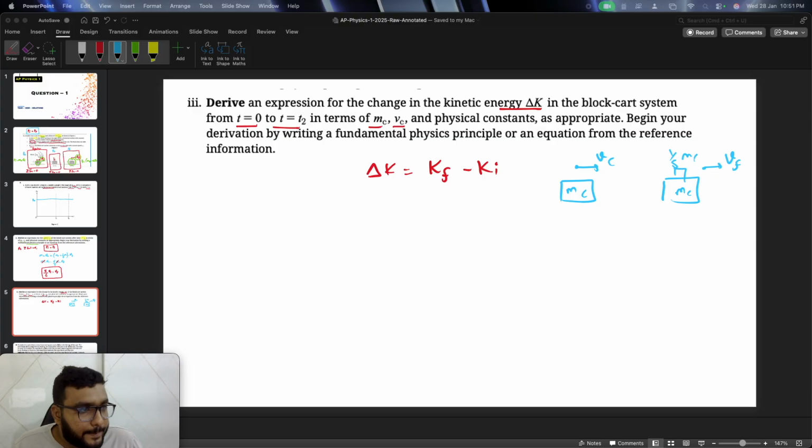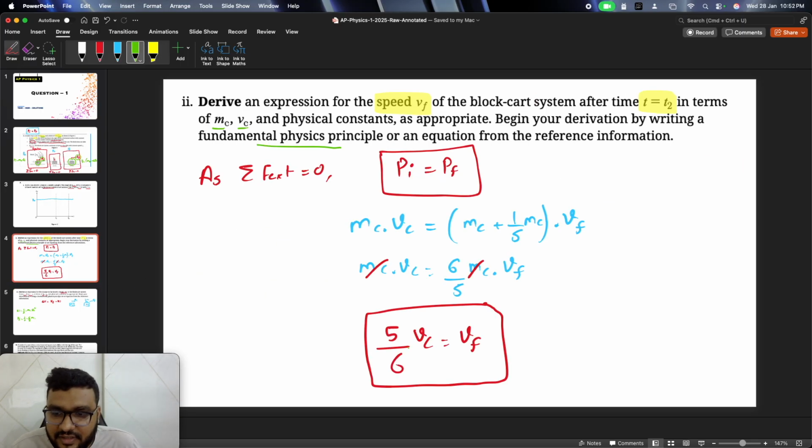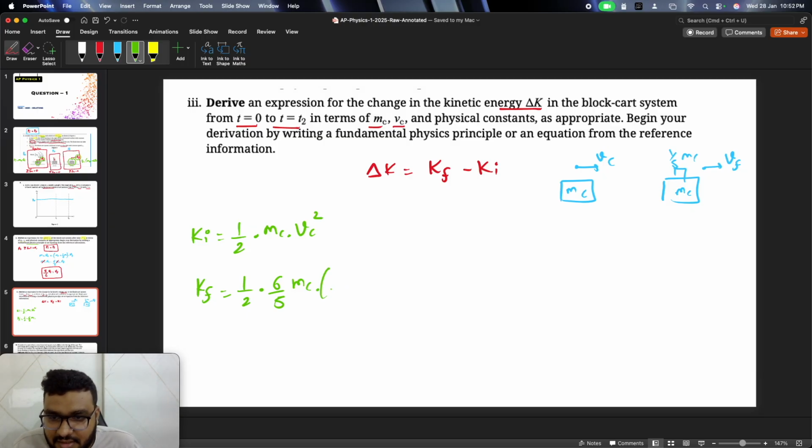Now let's find out what K initial is and what K final is. K initial is simply half times the mass, mc, times the velocity squared, vc squared. So half mc vc squared. Now K final is going to be half times the total mass, mc plus 1/5 mc, which is 6/5 mc, times v final squared. And what was v final? V final was 5/6 vc, so this is 5/6 vc whole squared.